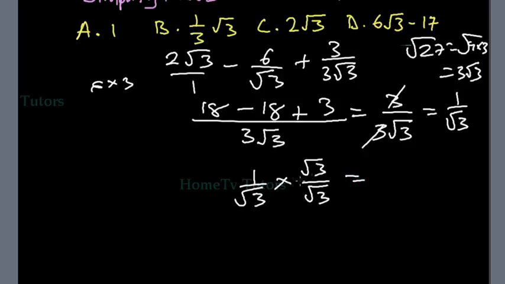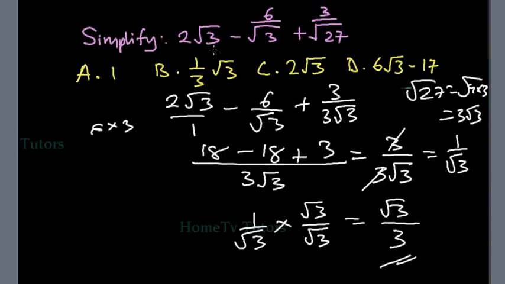Okay, so this times this, we have square root 3 over square root 3 times square root 3, we have 3, which is the same thing as the answer option B. So this is the answer.